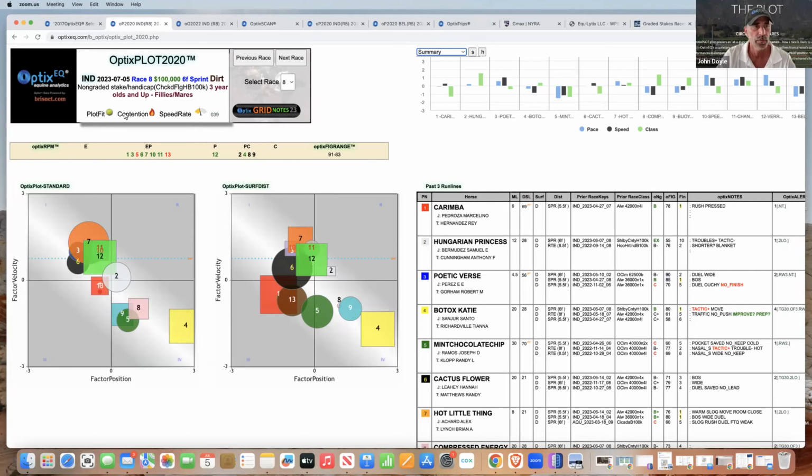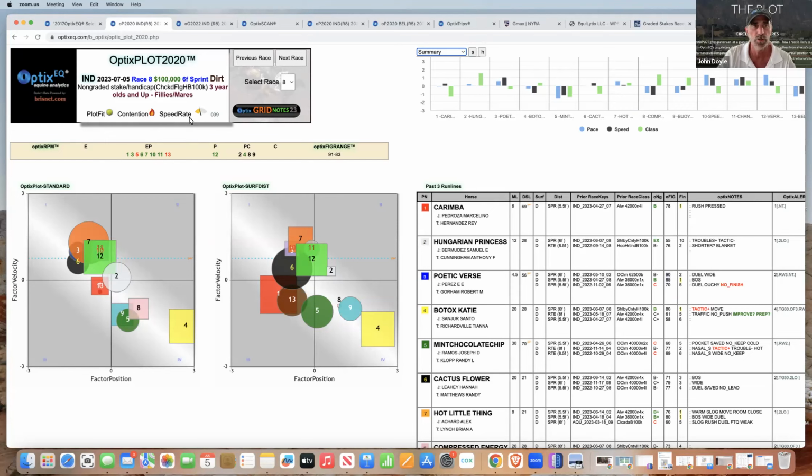Okay, so the thing we notice about the plot, I keep going over these things just to get into a rhythm. The plot fit is a green, light green. That's good. You can see how it lines up on the diagonal, as we always say. The closer to the diagonal, the more predictive the plot is. Contention is a flame. That means there's a lot of pace in this race, and the speed rating is 39. That's a little bit above average.